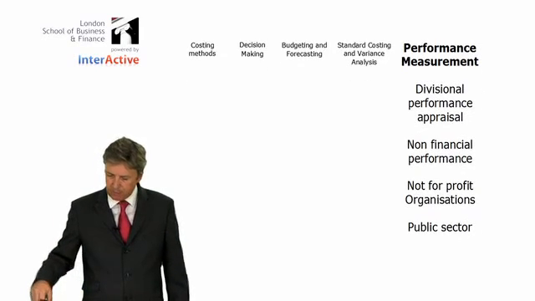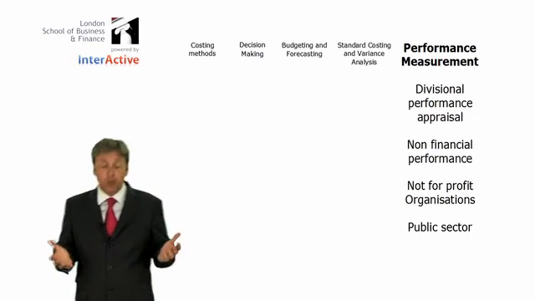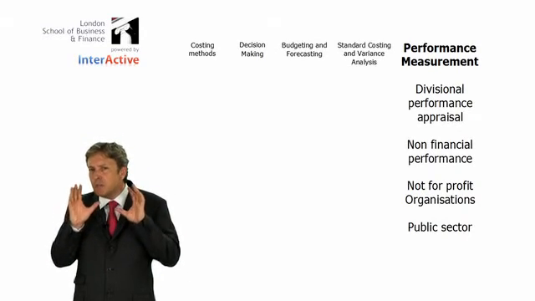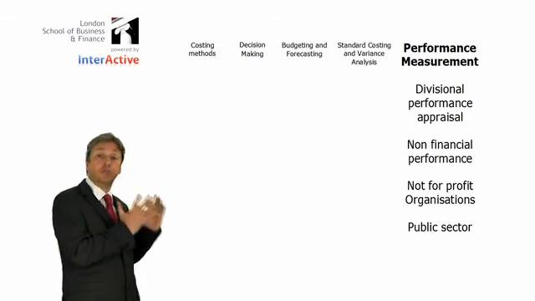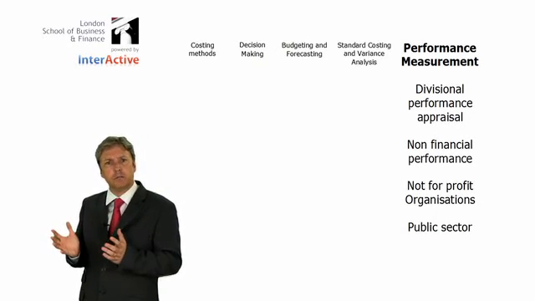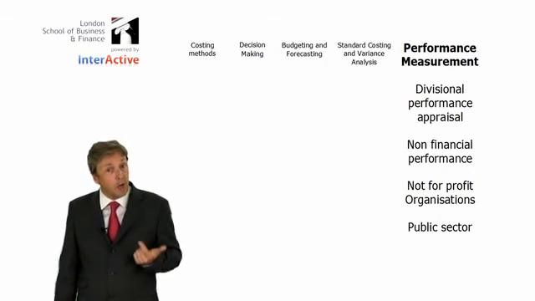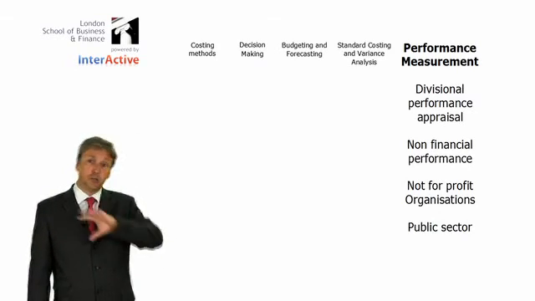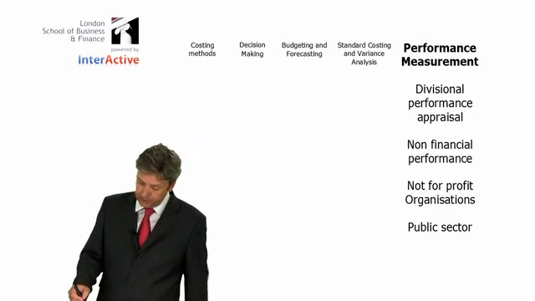Now, this is a mixed bag. We have divisional performance appraisal, which is not a problem at all. We also have non-financial performance. The idea that maybe we should better measure how people are doing by not just looking at profitability, say, but other measures of what they are trying to achieve. In addition, we have not-for-profit organisations and the public sector and how we assess performance there. And again, we have behavioural implications relating to all of this. So, those are the 5 areas of the syllabus.